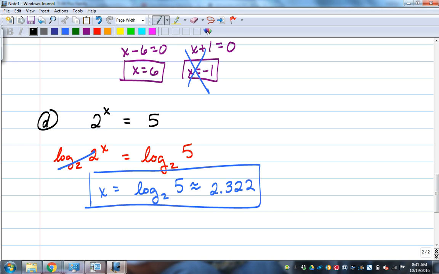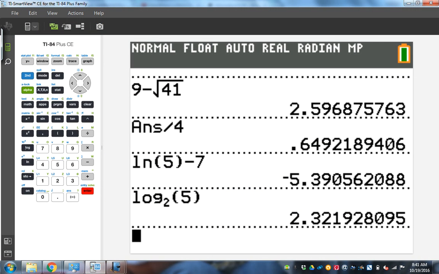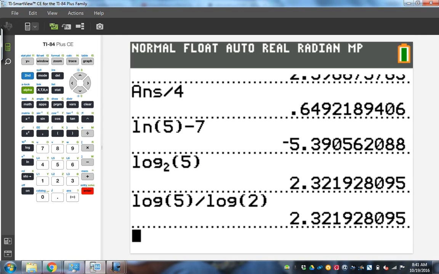So now remember that you can use the change of base form if you wanted to. You could do log of 5 divided by log of 2 and get the same answer. If you've got the older version, or you just don't want to go through the menu system to get there, you can do it that way.